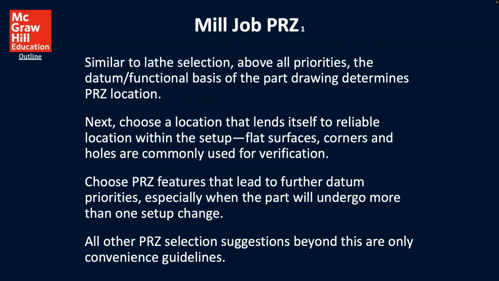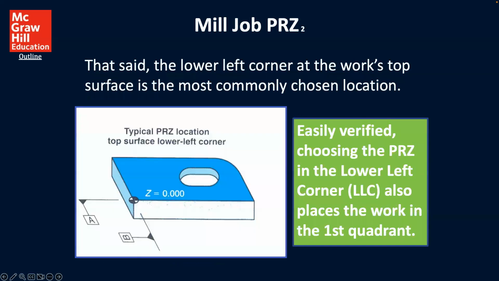Similar to the lathe selection, above all priorities, the datum and functional basis of the part drawing determines the PRZ location. Next, choose a location that lends itself to reliable locations within the setup. Flat surfaces, corners, and holes are commonly used for verification. Choose PRZ features that lead to further datum priorities, especially when the part will undergo more than one setup change. All other PRZ selection suggestions beyond these are only convenience guidelines.